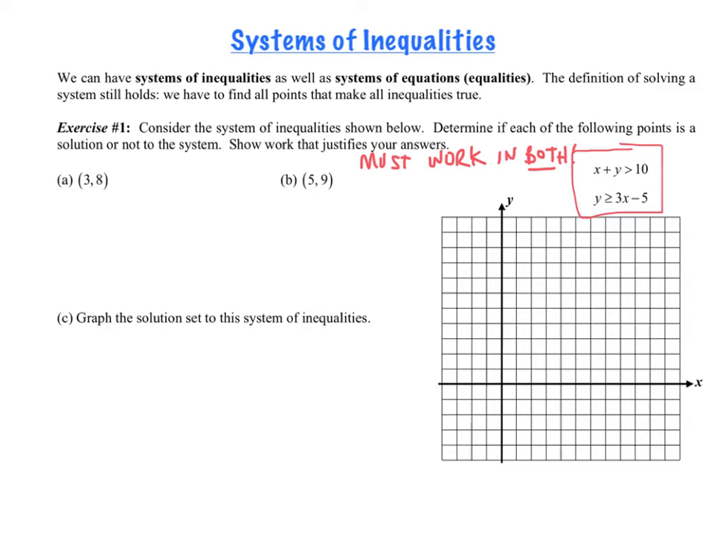All right. Now, if I want to test to see if this point works in both, well, remember how we tested to see if it worked in one. We recognized that each point is x comma y. So I am going to take this point, 3 comma 8, and plug 3 in for x and 8 in for y in each of these inequalities. So if I take the top one, it just says x plus y is greater than 10. So I'm going to go ahead and replace the x with 3, replace the y with 8, and ask, is that greater than 10?